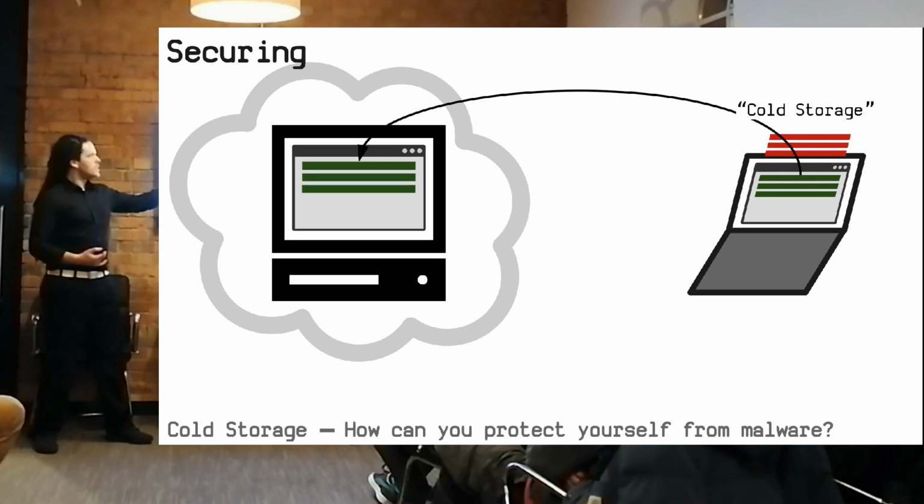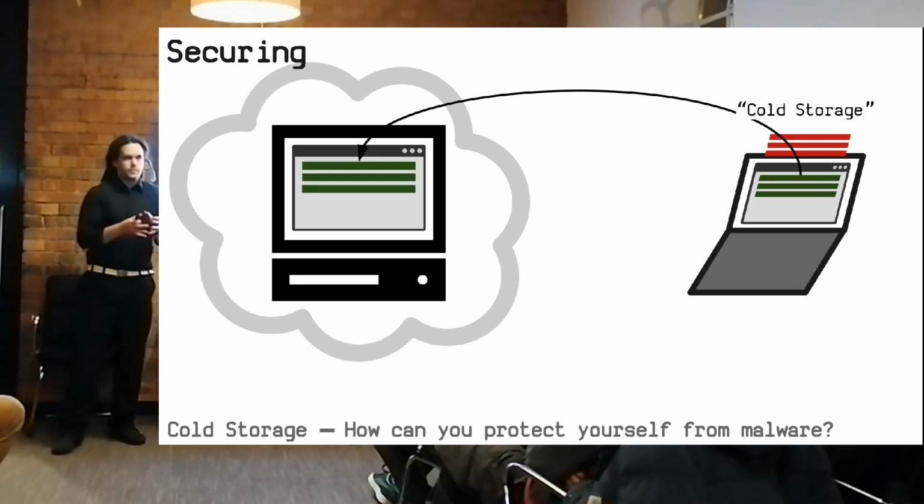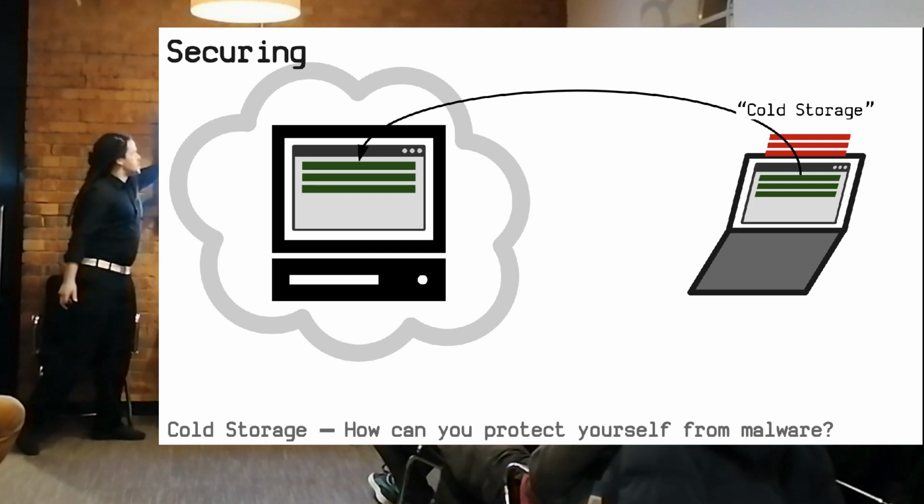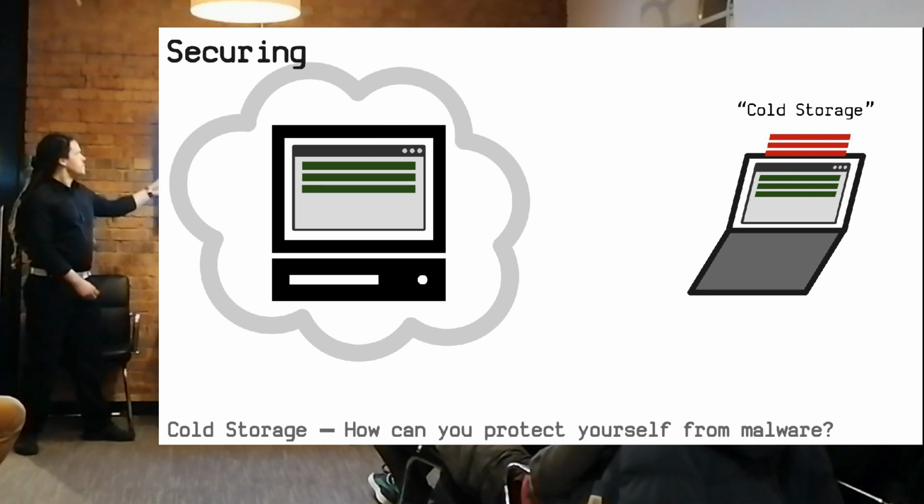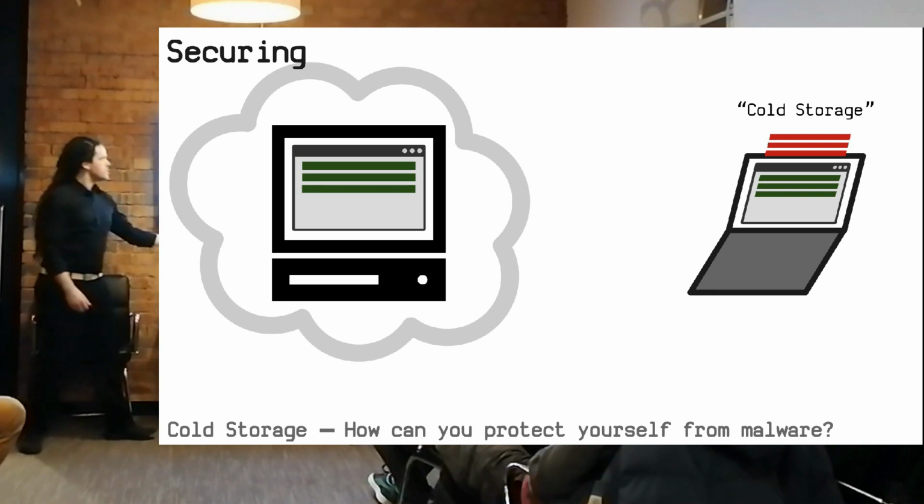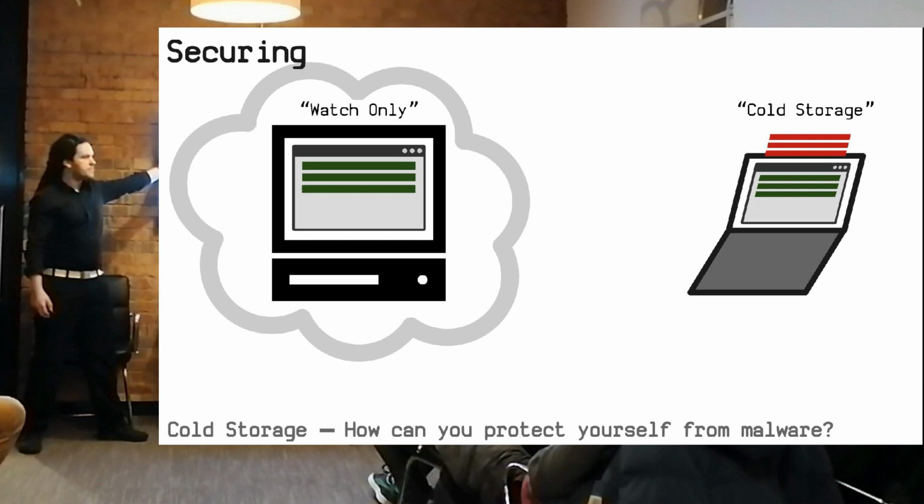What you do then is you take those public keys from that offline computer and you insert them into a computer like this that's online, connected to the internet. So you've got the public keys on this internet-connected computer, but the private key is offline. So this would be called a watch-only wallet.